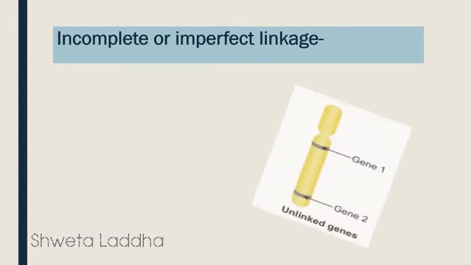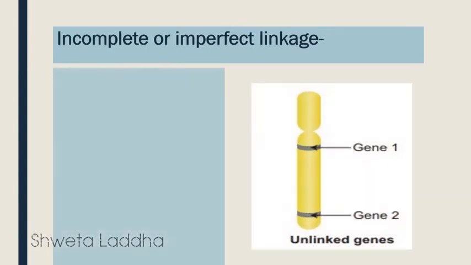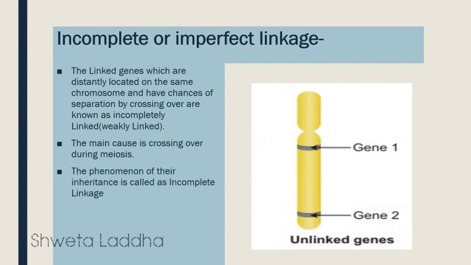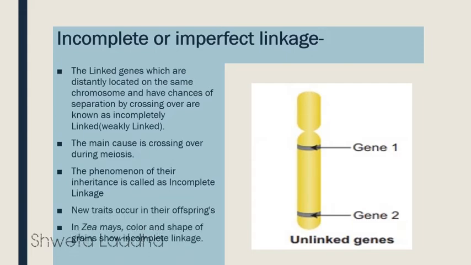What is incomplete or imperfect linkage? In this picture, you can see that gene 1 and gene 2 are far away from each other. Such genes which are distantly located on the same chromosome and have chances of separation by crossing over are known as incompletely linked or weakly linked genes. The main cause is crossing over during meiosis. The phenomenon of their inheritance is called incomplete linkage. New traits occur in their offspring. Example, in maize, that is corn, color and shape of grains show incomplete linkage.